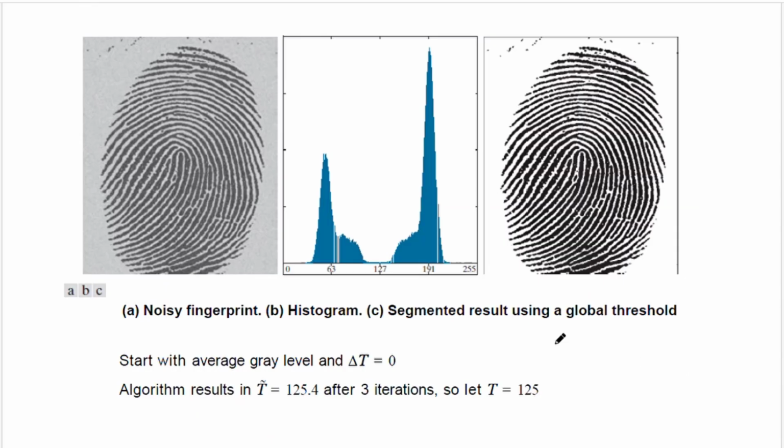This is the example: noisy fingerprint, histogram, and segmented result using a global threshold. We chose delta T as 0, difference as 0. The algorithm results in a final threshold of 102.54 after 3 iterations. Let T equal 125. If you observe, this is the output of the global threshold.